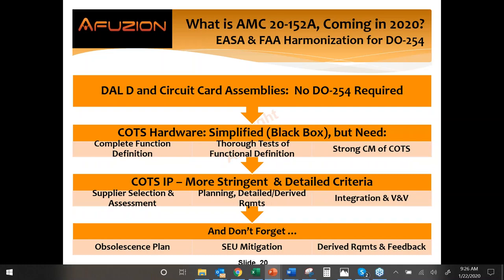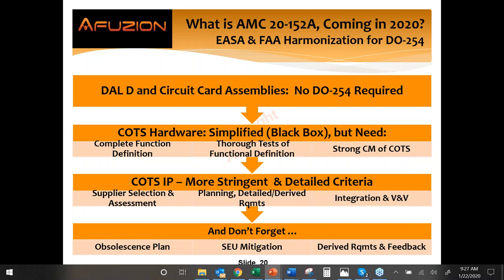Now, commercial off-the-shelf hardware. This is simplified. We won't have white box, where you look inside. We'll have black box. That's where we test from the outside. However, many people were failing because they did not have a complete function definition. They didn't have thorough tests of that functional definition that the COTS replicated, and they did not know exactly what version from Intel, Altera. Remember, many of you use Microsoft Windows, Android, iOS. Those don't ever change, do they? Oh, how about every week, at least month? We have to know which version we're running. My cell phone here, which version of iOS is it?